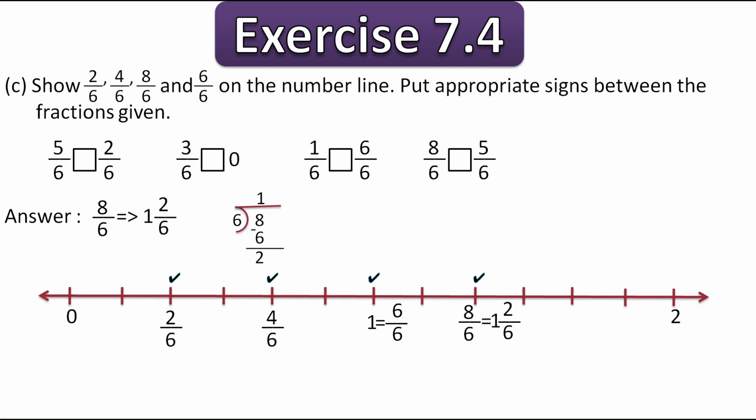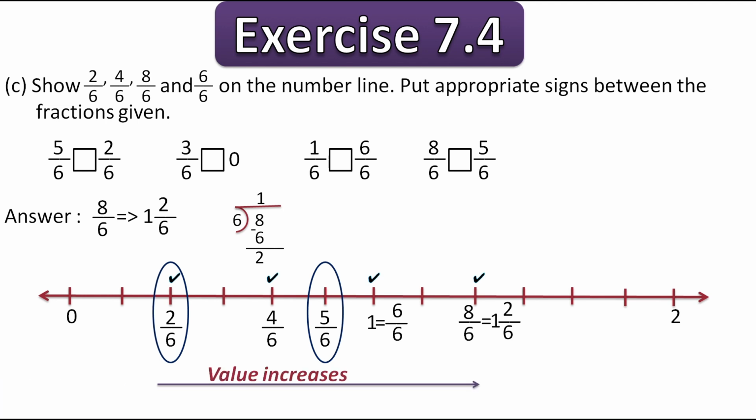Now what we have to do is put appropriate signs between the fractions given. These are the fractions given. We have to mark greater than, smaller than or equal signs. So for that we have to check where these fractions lie. Now on this number line, 5 upon 6 is here and 2 upon 6 is here. As you all know, as we move towards the right side, the value of the fractions or any number increases. So 5 upon 6 is greater than 2 upon 6.